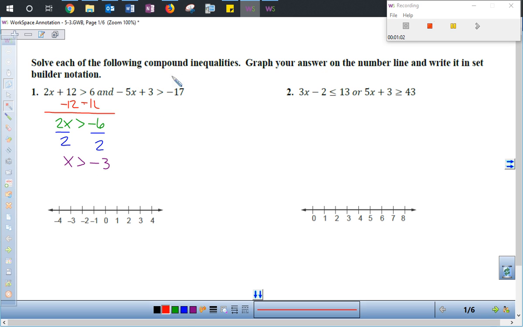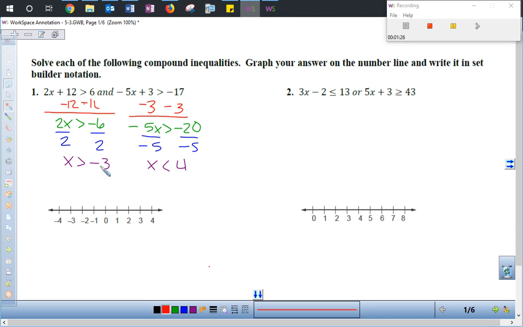Now let's come over to my second one here, and I'm going to solve this guy by subtracting 3 from each side. And I'm left with negative 5x is greater than negative 20. Then I'm going to divide each term by negative 5. And x, when I divide by a negative, it switches the symbol, is less than 4.